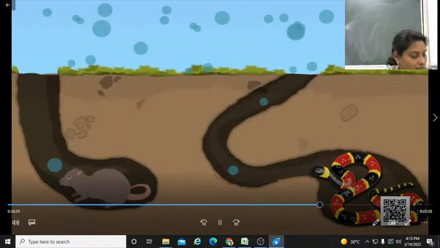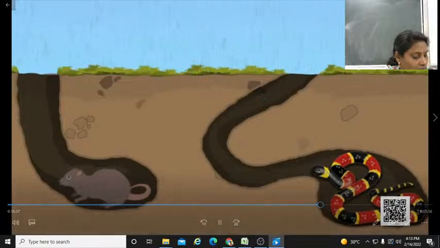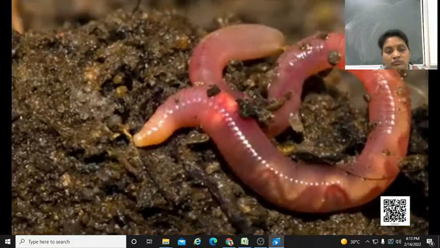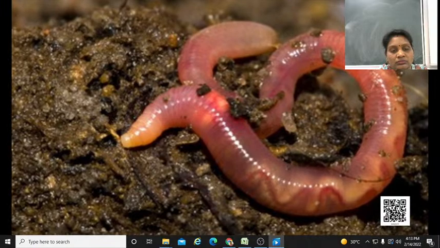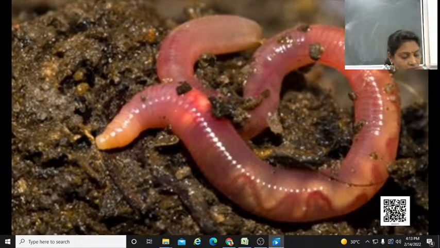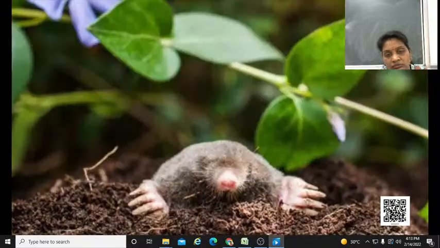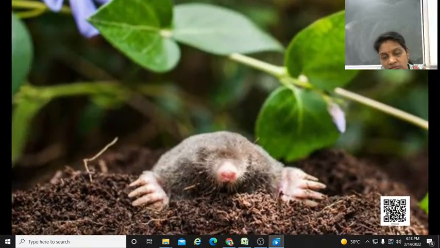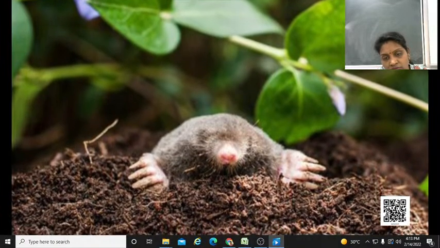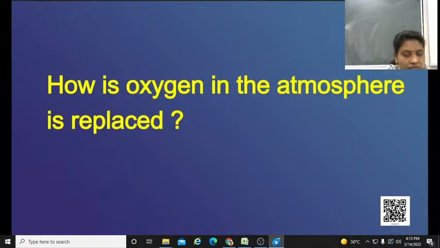However, when it rains heavily, water fills up all the spaces occupied by the air in the soil. In this situation, animals living in the soil have to come out to breathe, and this is the reason, children, why organisms like earthworms and snakes come out of the soil during rainy season.